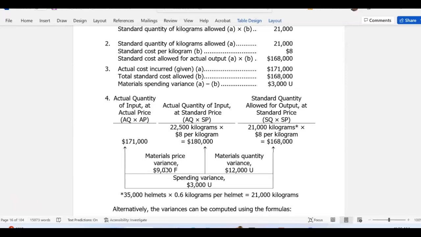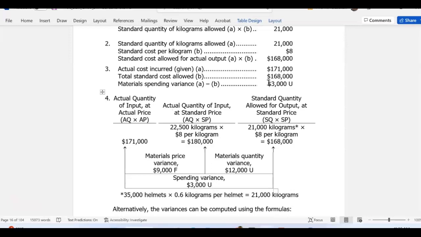So far, so good. Now you compare these two. Material quantity variance is 12,000 unfavorable. Material price variance is 9,000 favorable. So 12,000 unfavorable minus 9,000, that's $3,000 unfavorable. And that's the total material spending variance, $3,000 unfavorable.